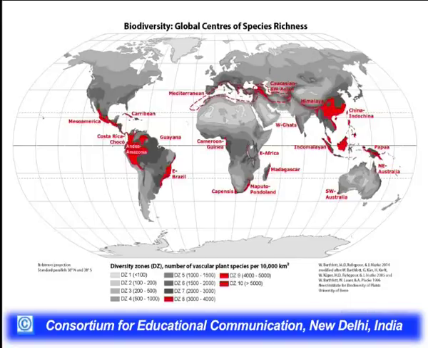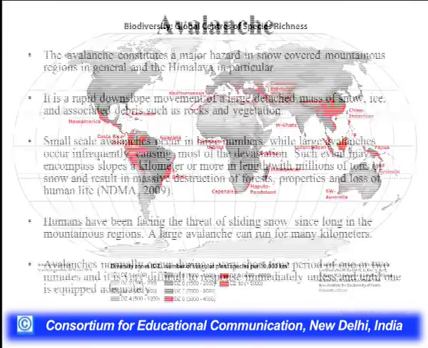Now, what is the impact of all these things? As you know, most of the biodiversity exists in the Himalaya or other mountains of the world. I am putting here the data about the Global Center for Species Richness, and you can see that in different mountain zones, diversity zones, a number of different types of plant species exist, and so if something happens to the snow cover or glacier it will certainly have an impact on the biodiversity.